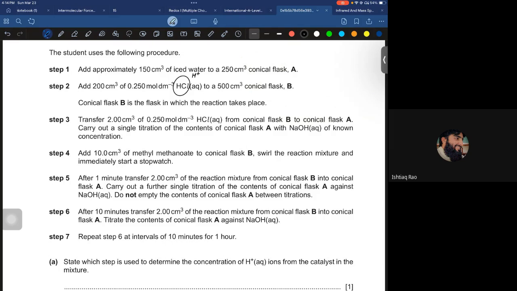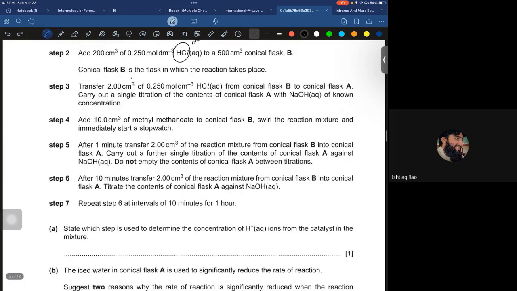In step 3, they are saying transfer 2 cm cube of 0.250 mole per dm cube HCl from conical flask B to conical flask A. Carry out a single titration. Now we have started the titration. So of course, in question A, they are saying state which step is used to determine the concentration of H positive ions from the catalyst in the mixture. I would say step number 3.